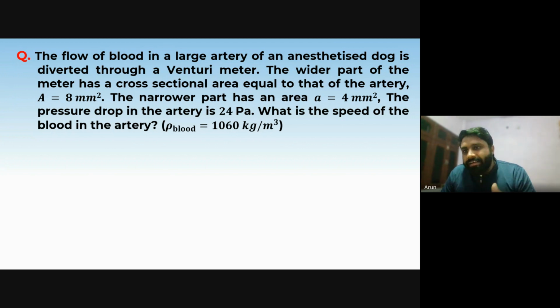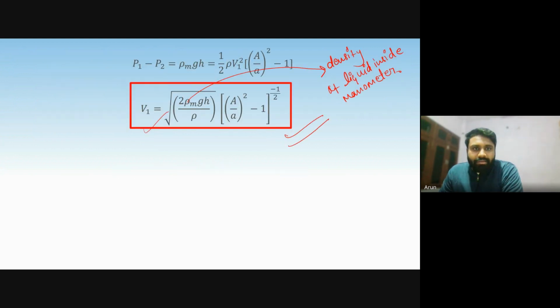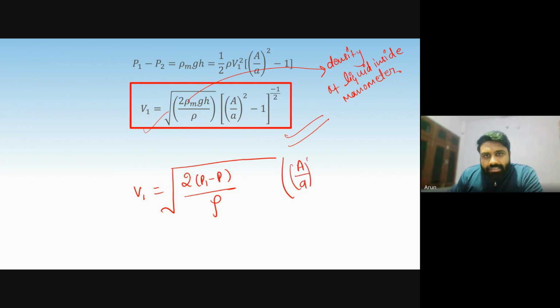For that kind of question, you need to remember the formula. If you remember the formula, which is simple, V1 is equal to the square root of 2 rho m g h, and rho m g h is nothing but P1 minus P2. You can also remember it this way: V1 is equal to the square root of 2 (P1 minus P2) divided by rho, and since this is power half, we will take it outside, (capital A by small a) raised to the power 2 minus 1, raised to the power minus half. This can also be taken as this.